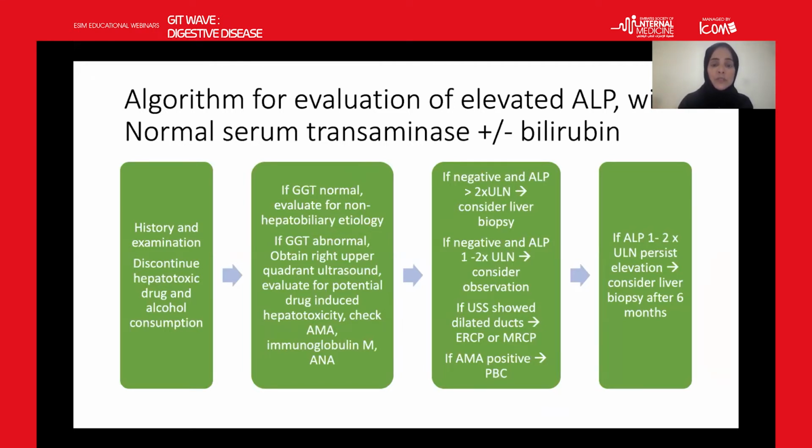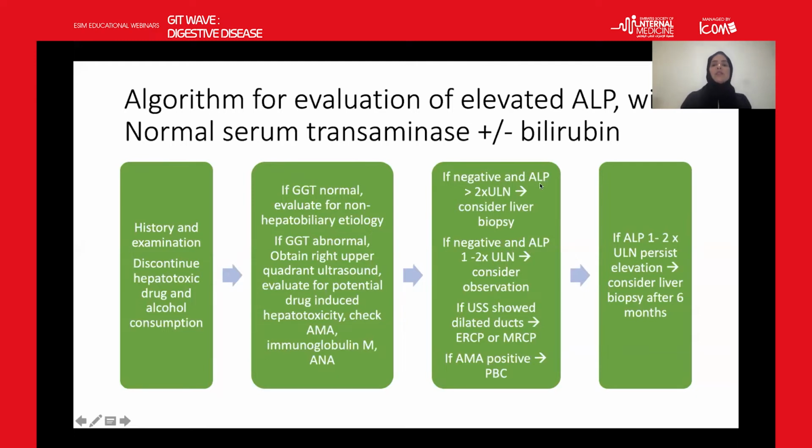then you have to look for other causes of elevation of alkaline phosphatase outside of the liver. But if it is positive, then you proceed with ultrasound of the liver, and also look for any medication that can offend the patient, and you start searching for primary biliary cholangitis and primary sclerosing cholangitis.